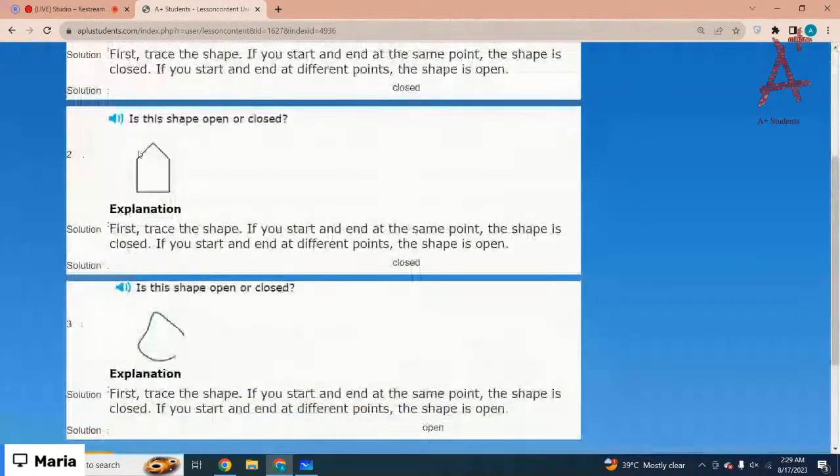Is this shape open or closed? Which is the correct option? If you trace the shape, you start and end at the same point, that means the shape is closed. The correct option is closed.